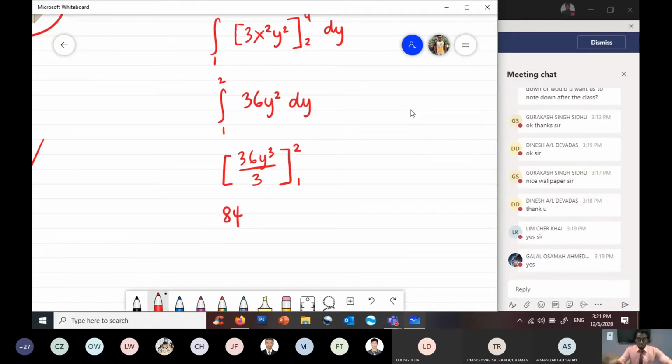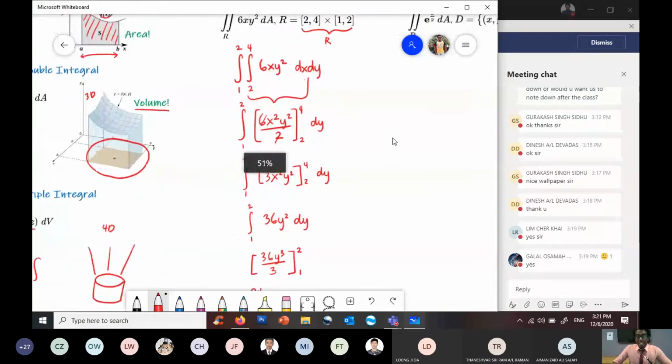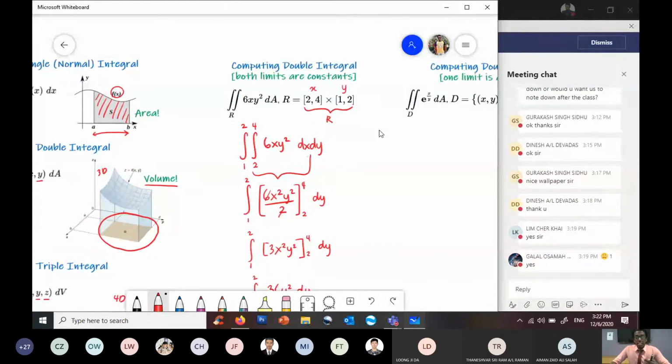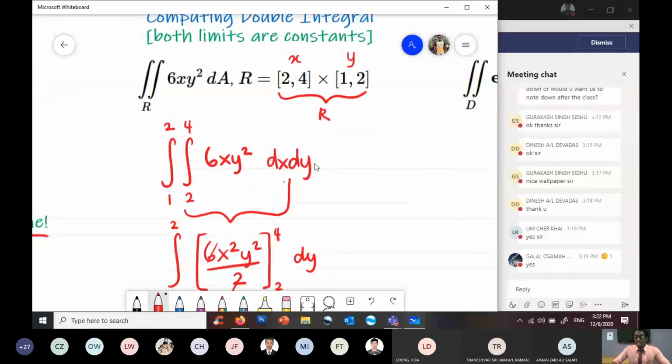Okay, so you can try it out later on. But the idea is this: solve the inner integral first and then the outer integral. Now, one thing that I took for granted just now, I didn't explain to you why, was the fact that suddenly I chose dx and then dy.